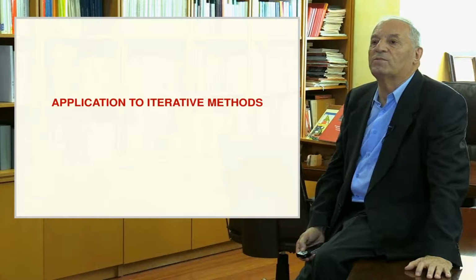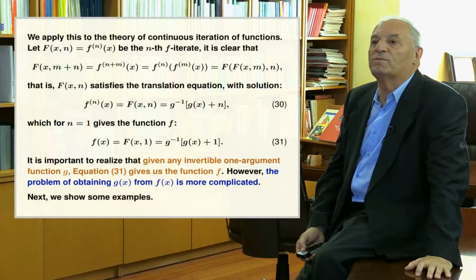Our next application refers to iterative methods and associated functional equations, which are very interesting and suggest many applications. We deal with the theory of continuous iteration of functions. First, we see that the iterative method satisfies the translation functional equation, whose solution we already know is the one in expression 30, which for n equal to 1 gives the function f in terms of the g function. It is important to realize that given any invertible one-argument function g, equation 31 gives us the function f.